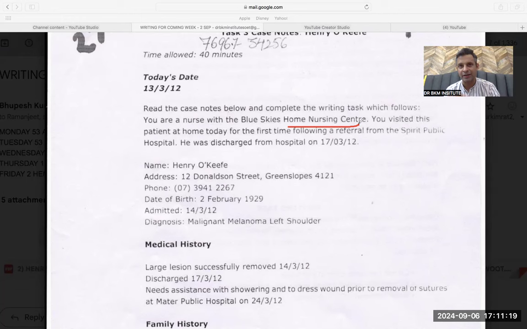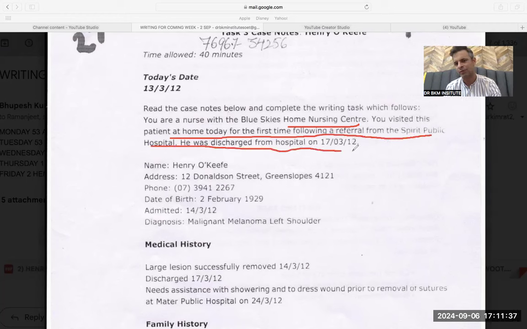If I am providing care for the dressing and everything, then why should I call another team to do dressing? So the work can be different. Please understand there can be some other things. So again, let's go forward and try to understand more. You visit the patient at home today for the first time following a referral from the Spirit Public Hospital.